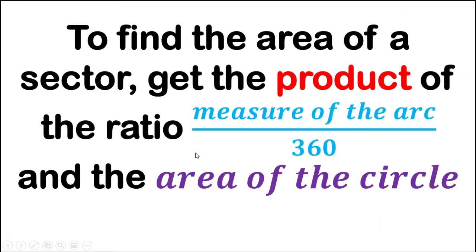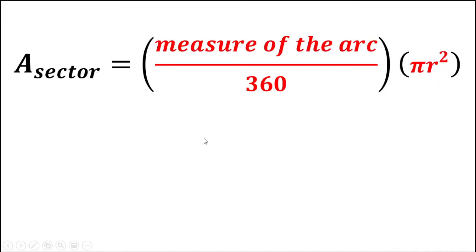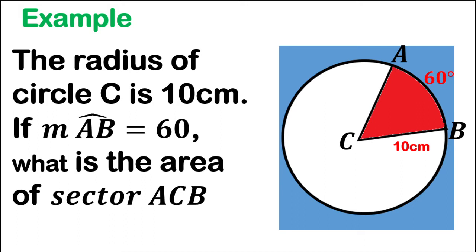Now to find the area of the sector of a circle, get the product of the ratio of the measurement of the arc over 360 and the area of the circle. By formula, the area of the sector is equal to the measure of the arc over 360 times the area of the circle, which is pi r squared. So let's have an example.